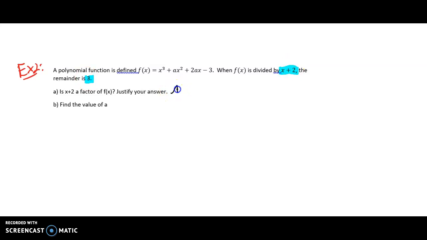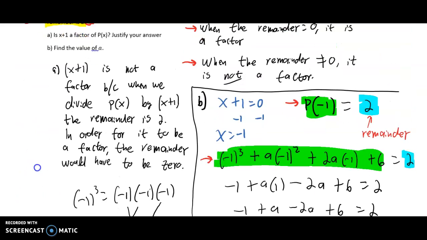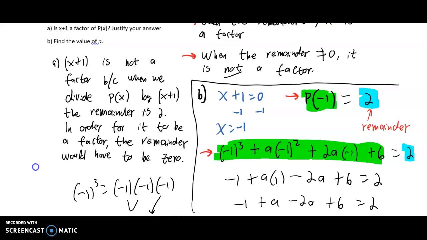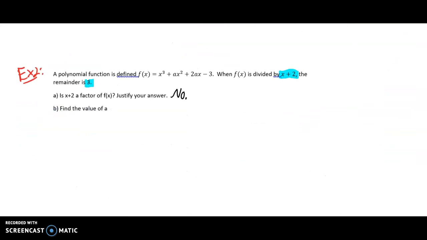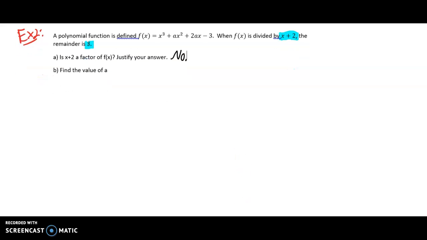Our answer for part A is no. And the explanation is the same explanation up here. I'm not going to write it a second time right now, but it's the same idea. It is not a factor because the remainder is not 0. Find the value of a.